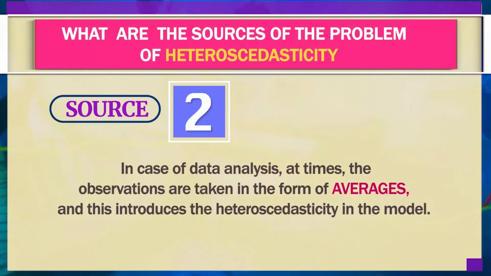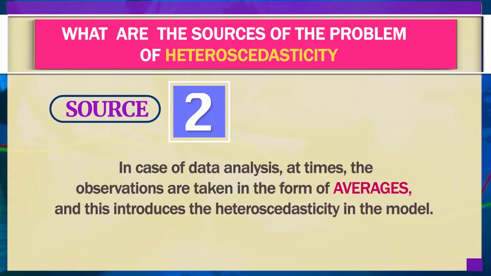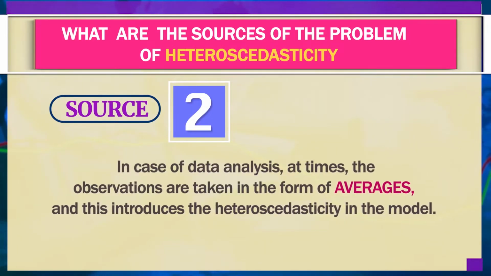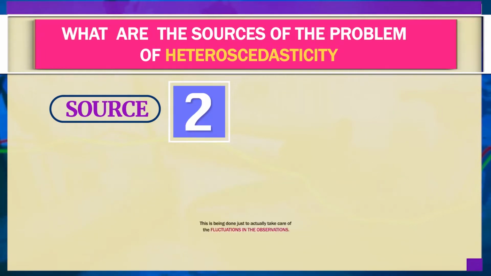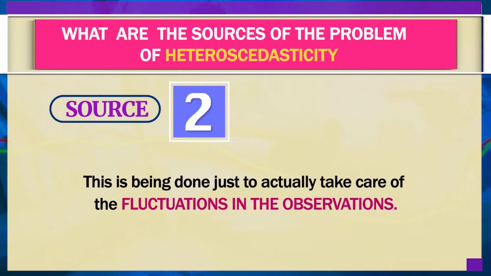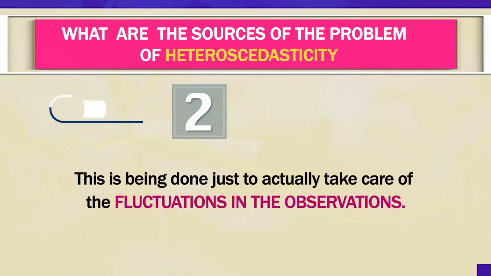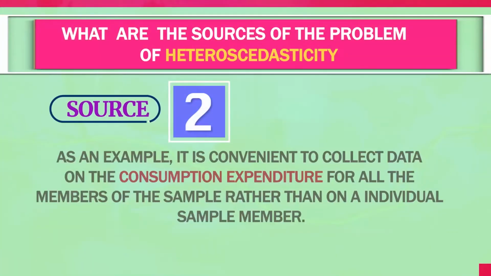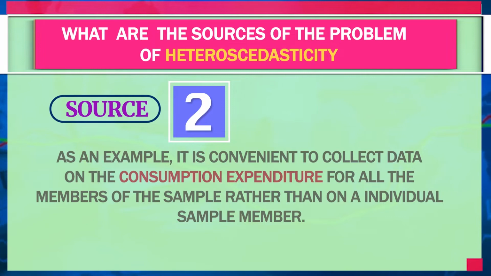The second source says that whenever we are going for any kind of regression exercise, sometimes there is a tendency to take the data in average. This is done just to take care of the fluctuations in the observations. But by collecting the data in the average, there may be some problem of heteroscedasticity in the sample, because the average or the mean value is affected by the presence of outliers or extreme observations, and accordingly the residuals will respond. So again, for the income-consumption relationship, the residuals will be high for high income groups, and less for low income groups.